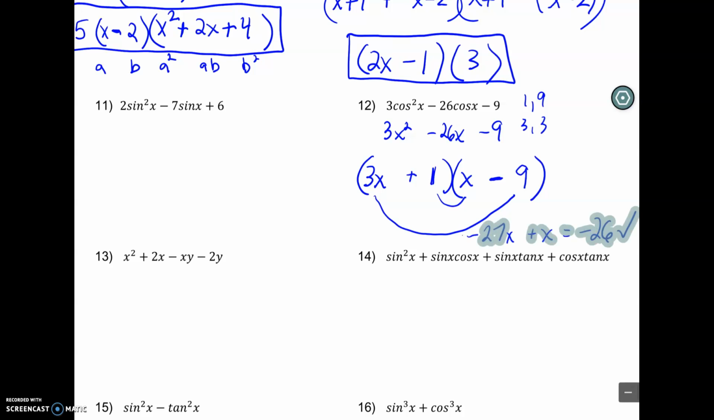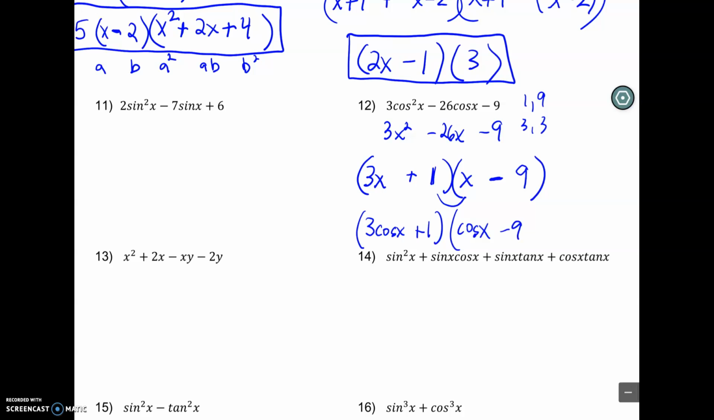So let me erase this, and let me just write my final answer with the cosines. We can't just ignore those. So it's 3 cosine plus 1 times cosine minus 9. And that is my final answer there.